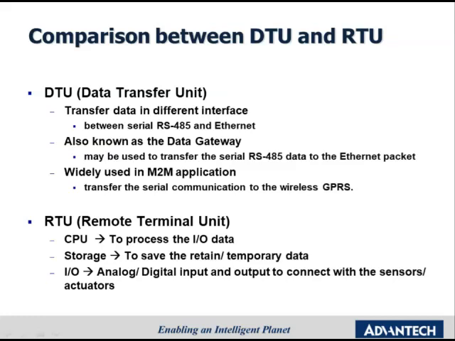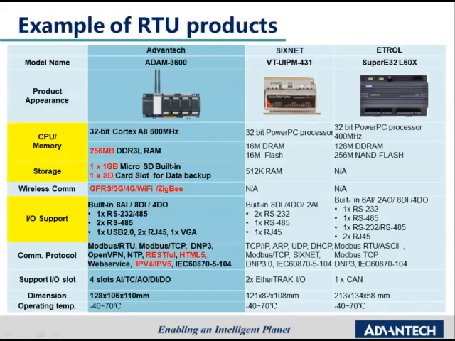For example, it must have a CPU in order to process the data, and it may also have storage to save the local data, and it can keep the data in retained and temporary memories. It also has the I/O. For example, it may have analog input and digital input output to connect with the sensors and actuators. Here are some examples of different brands of RTU products.